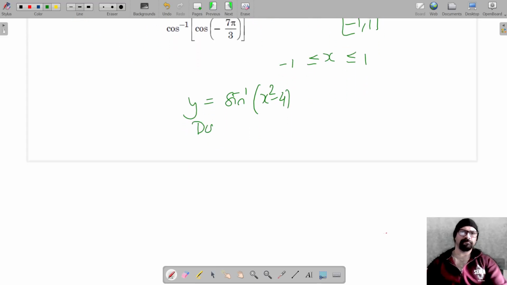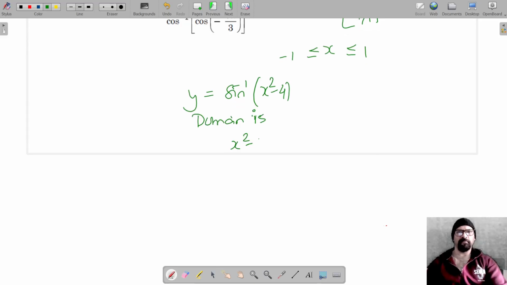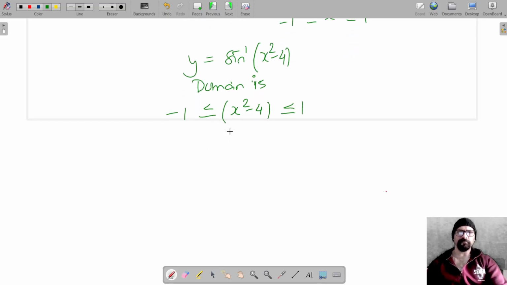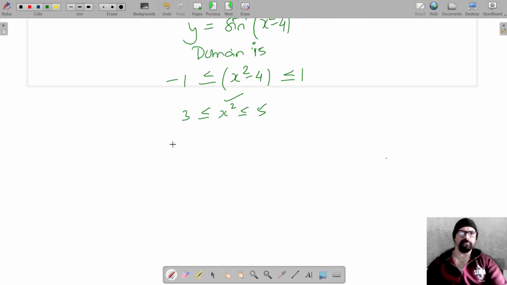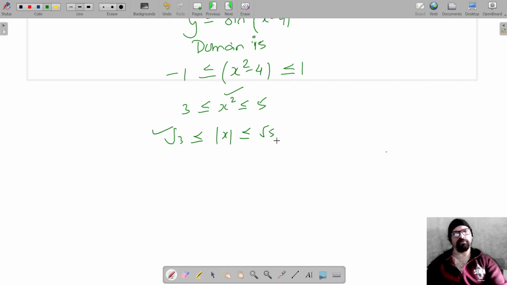So the domain is that x squared minus 4 should be greater than or equal to -1 but less than or equal to 1. This gives x squared greater than or equal to 3 and x squared less than or equal to 5. If I remove the square and take the modulus, that is the positive value of x, it should be somewhat like this: modulus of x should be greater than or equal to root 3 and less than or equal to root 5.